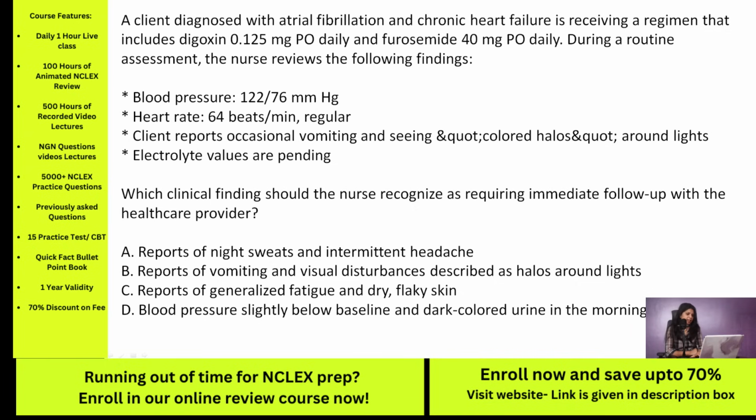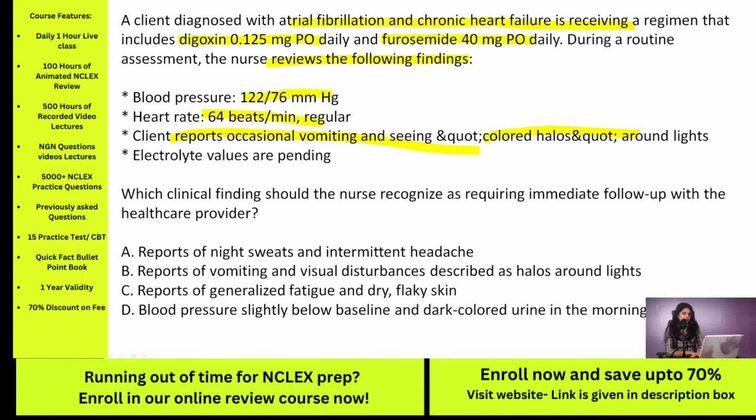A client diagnosed with atrial fibrillation and chronic heart failure is receiving a regimen that includes digoxin 0.125 milligrams by mouth daily and furosemide 40 milligrams by mouth daily. During a routine assessment, the nurse checks the client and here's what comes up. Blood pressure is 122 over 76 millimeters of mercury. Heart rate is 64 beats per minute and regular, and the client reports occasional vomiting along with seeing colored halos around lights. Electrolyte values are still pending.